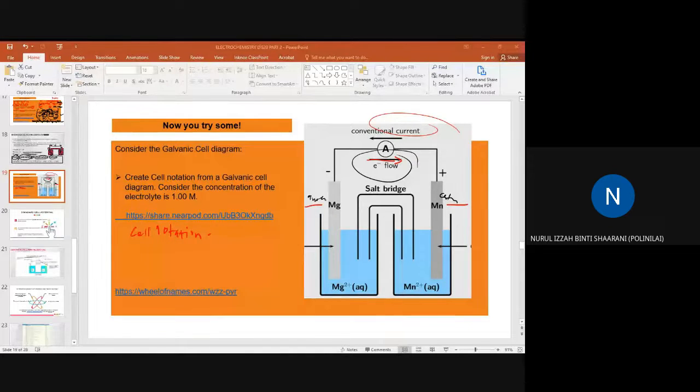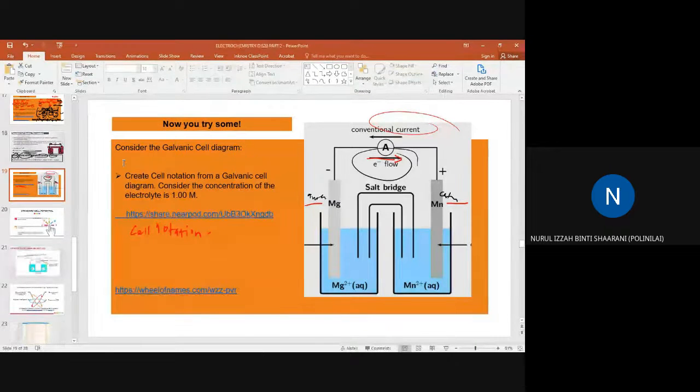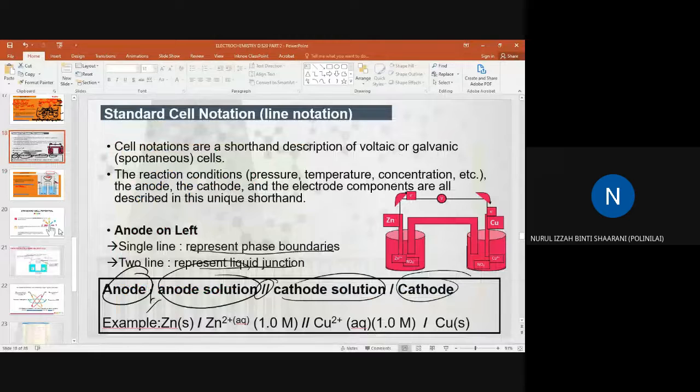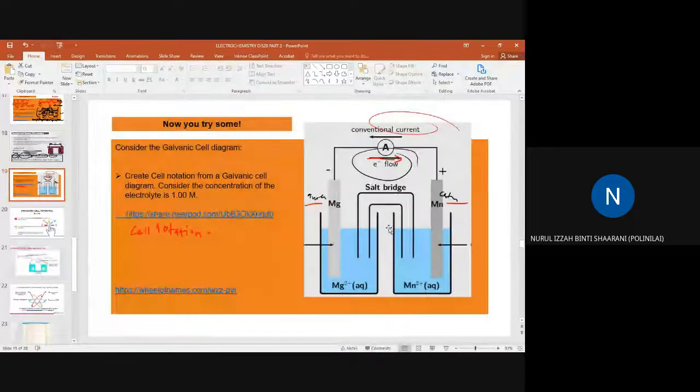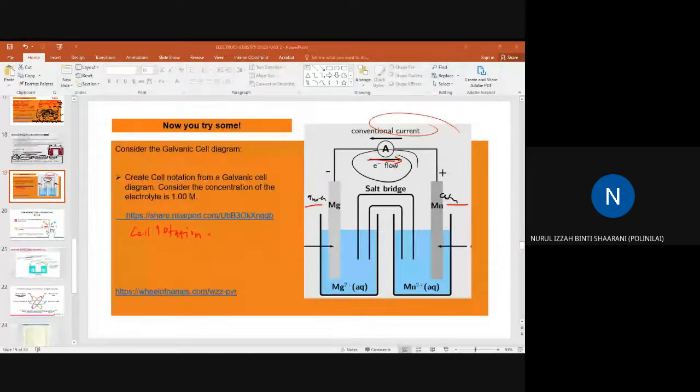Aisyah, kita tengah cakap pasal cell notation. Macam mana nak form cell notation? Itu yang awak buat tu half cell. Cell notation ni macam mana nak buat? Ada kawan boleh tolong Aisyah? Tolong type dekat chat box tu. What is the cell notation for the galvanic cell ni? Magnesium and manganese ni. Ada siapa-siapa boleh tolong? Okay, thank you Yolun.